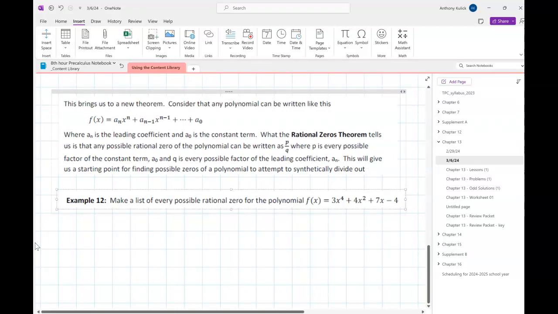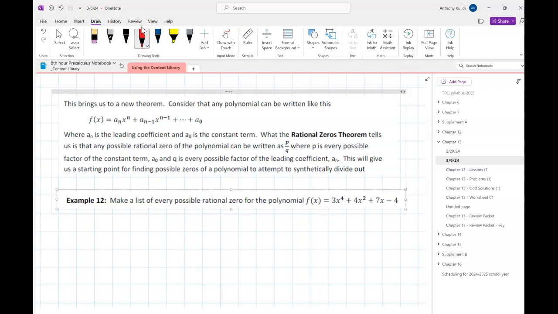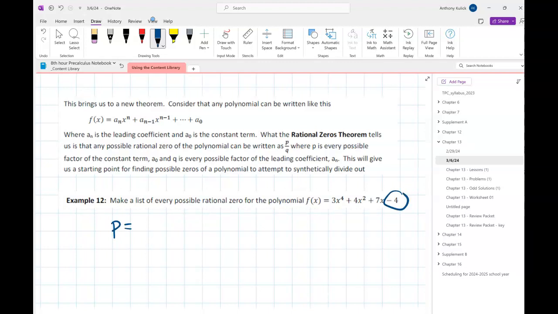This says make a list of every possible rational 0 for the polynomial f of x. I'm going to start by making my list of p's, which come from the factors of the constant term. So what are the factors of 4? 2, 1, 4. Well, we're halfway there. There's still 3 more. If you can think of one of them, you'll get the other ones.